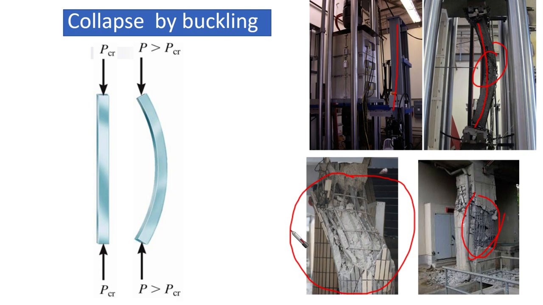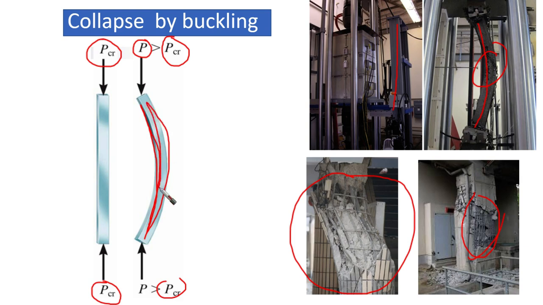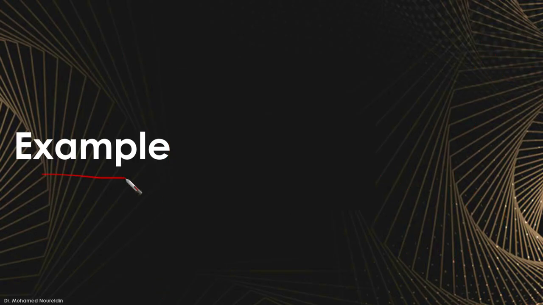So the point is that we have a critical buckling load, or Euler load, and if our load increases beyond this PCR, the critical buckling load, then we need to expect this buckling failure mode. Now let's have an example regarding this issue.